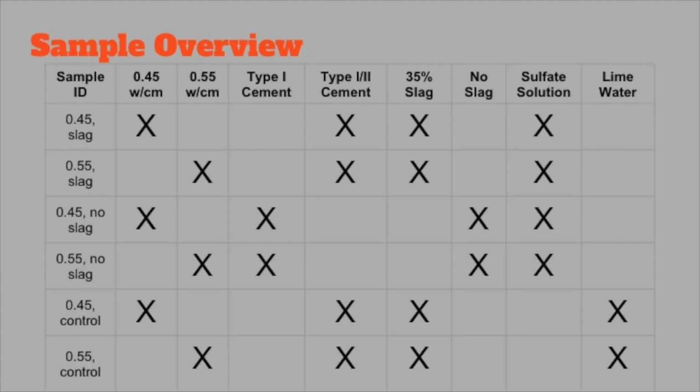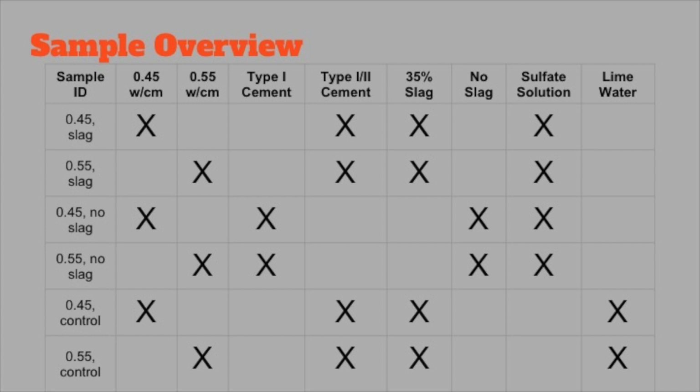So this table shows what we decided to do. You can see we have some that were 0.45 water cement ratio and contained slag, and we also used type 1/2 cement, and they were stored in sulfates. Then we also did a similar mix with 0.55 and slag. Then we did the same thing, 0.45 water cement ratio and 0.55 water cement ratio, but these two used type 1 cement rather than type 1/2, and they did not have any slag in them.